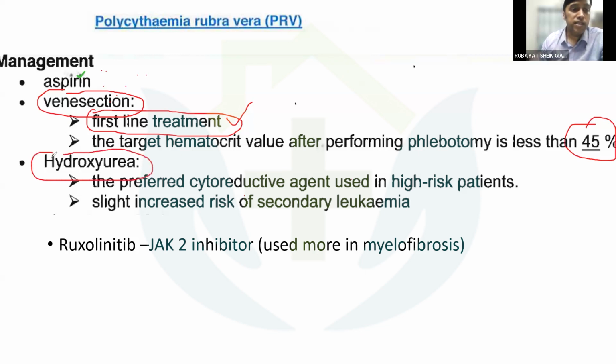Drugs that are used, hydroxyurea, ruxolitinib is a JAK2 inhibitor. It is more commonly used in myelofibrosis, may be used in some cases of polycythemia rubra. Usually not asked, but it's written in Kumar and Clark, so you can remember the name. But important, venesection, target hematocrit, use of hydroxyurea, very important.